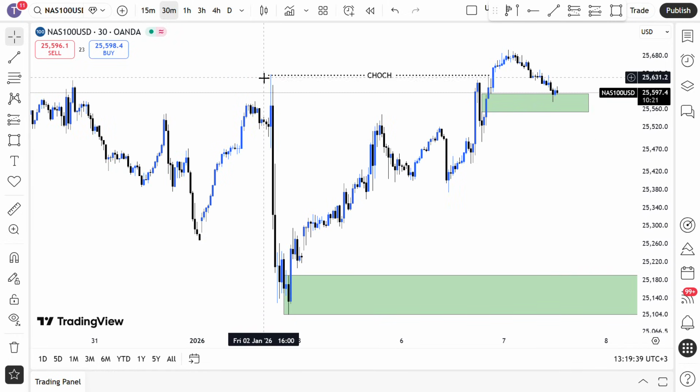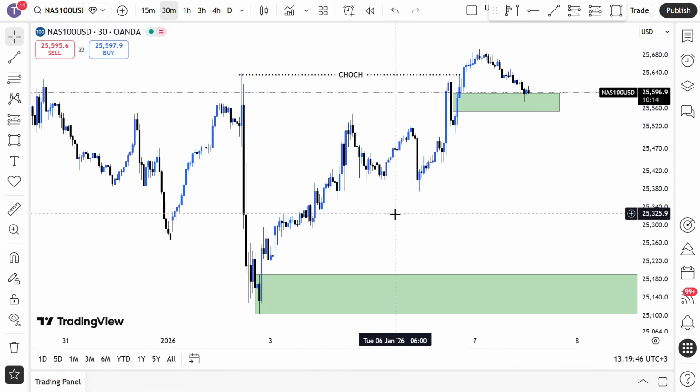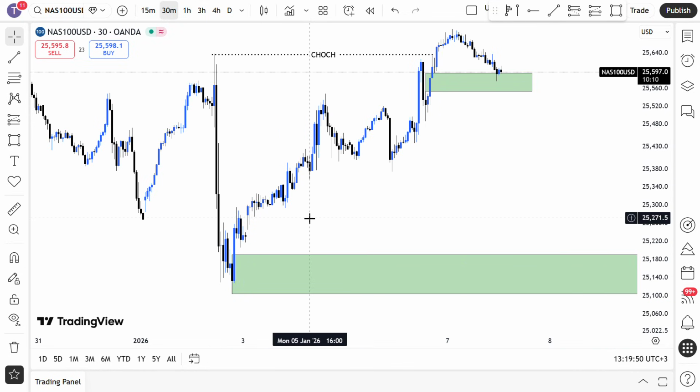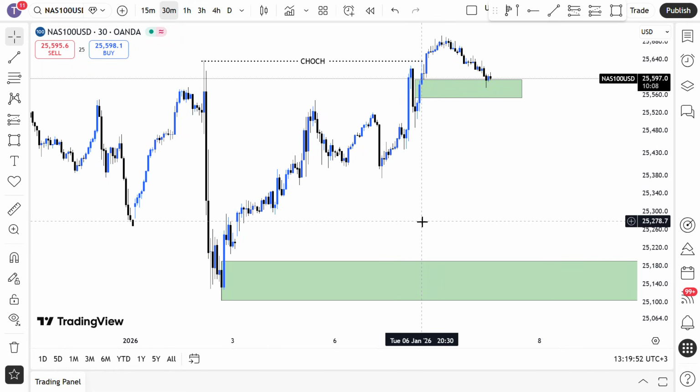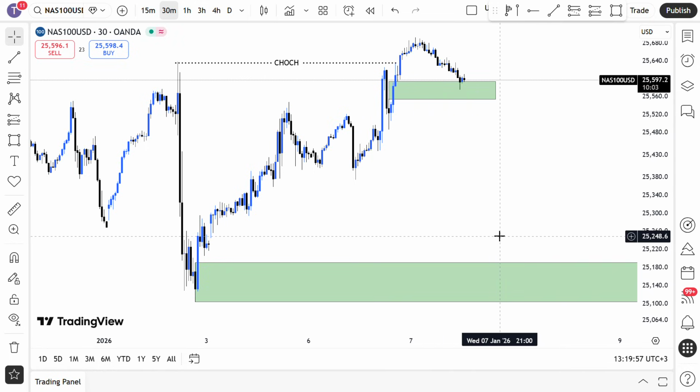And because this was a strong high, when the price cleared that high, we had this change of character, a valid change of character. So this will be a very good order block to take your buying opportunities from. That is in case price drops even lower.